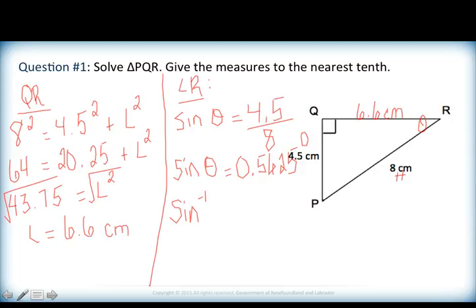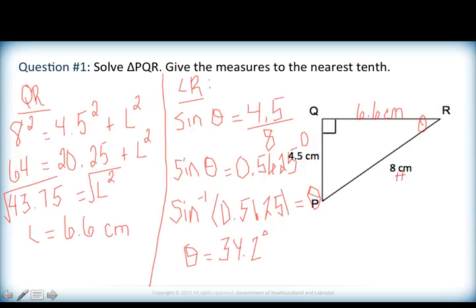Now in order to find the answer for theta, we're going to use sine inverse of 0.5625, and that's going to equal theta. Once we put that into our calculator, the answer for theta is going to be 34.2 degrees. So we have angle R found.